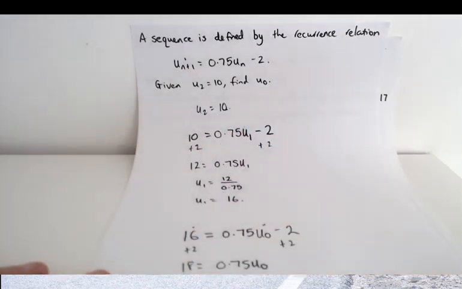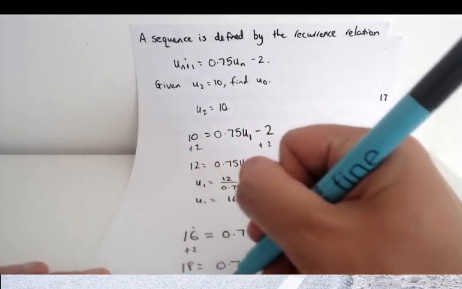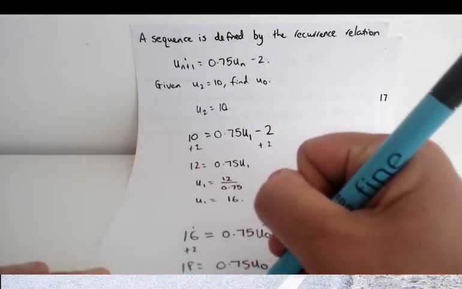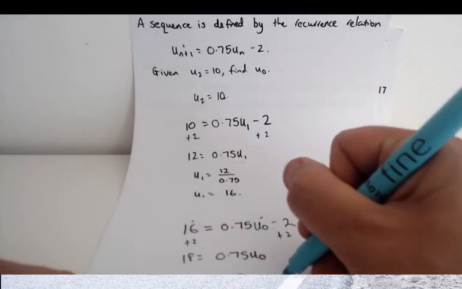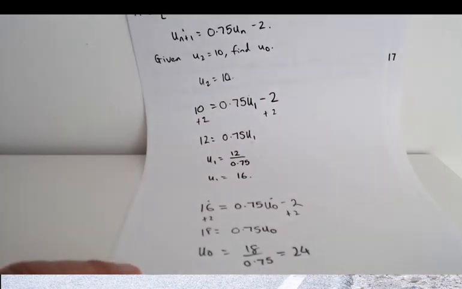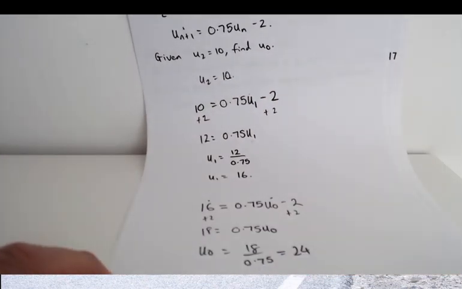Take that to the other side, it's going to be dividing. u0 is going to be 18 divided by 0.75, and that works out to be 24. That one might take a little bit of time to get used to. We've been so used to going up the way, u0, u1, u2, u3, switching that around and going backwards takes a little bit of thinking about.